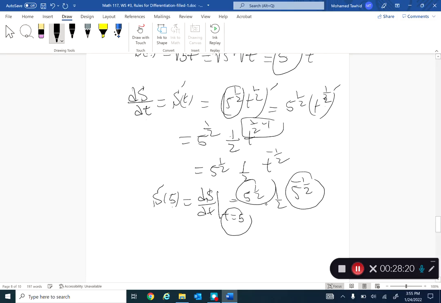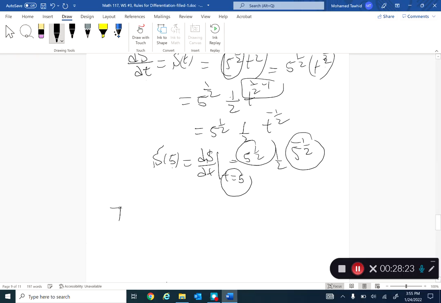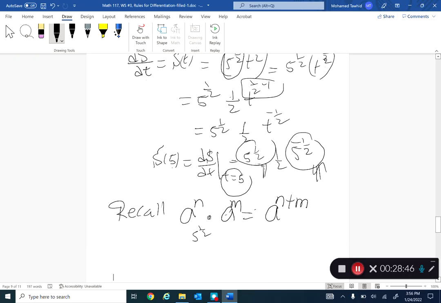You have to recall, if you have a to the power n multiplied by a to the power negative m, or just m, you have to simplify this. It will be a to the power n plus m. So if you have 5 to the power 1 over 2 multiplied by 5 to the power negative 1 over 2, that is what we have.